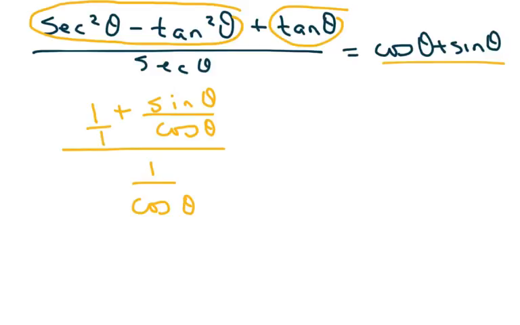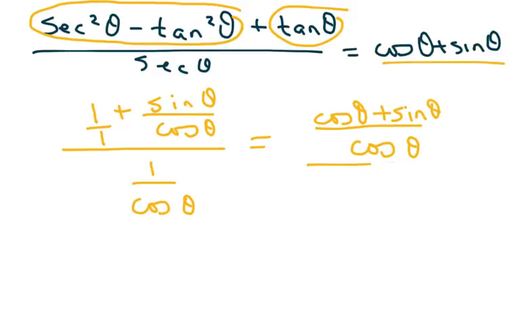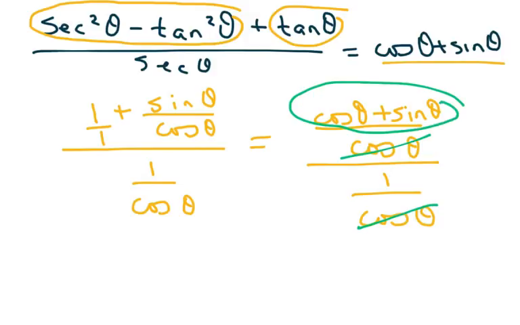Now I'm going to do my common denominator. So we have cosine of theta. And when you cross, you get cosine of theta plus sine of theta over 1 over cosine of theta. And just from your algebra skills, we're left with this. So these two match up, and that's all you have to do. You used your Pythagorean identity and common denominator.